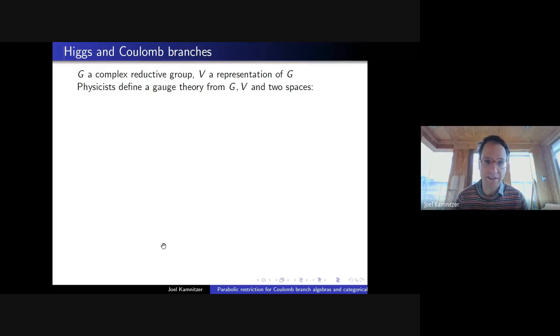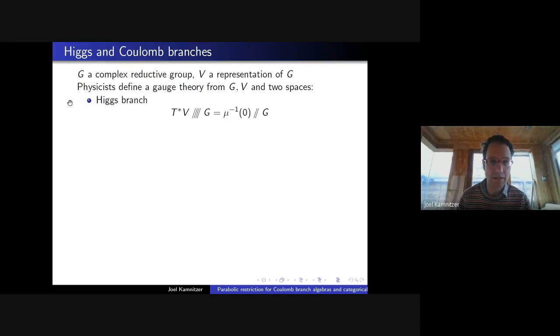Suppose now I have a complex reductive group G, which is unrelated to the group I started with before. In our situation, this G will actually end up being a product of GLs. And V, a representation of this group, again unrelated to this V lambda that I started the talk with. From this data of G and V, physicists can define a 3D supersymmetric gauge theory. And they define two spaces. One space they call the Higgs branch.